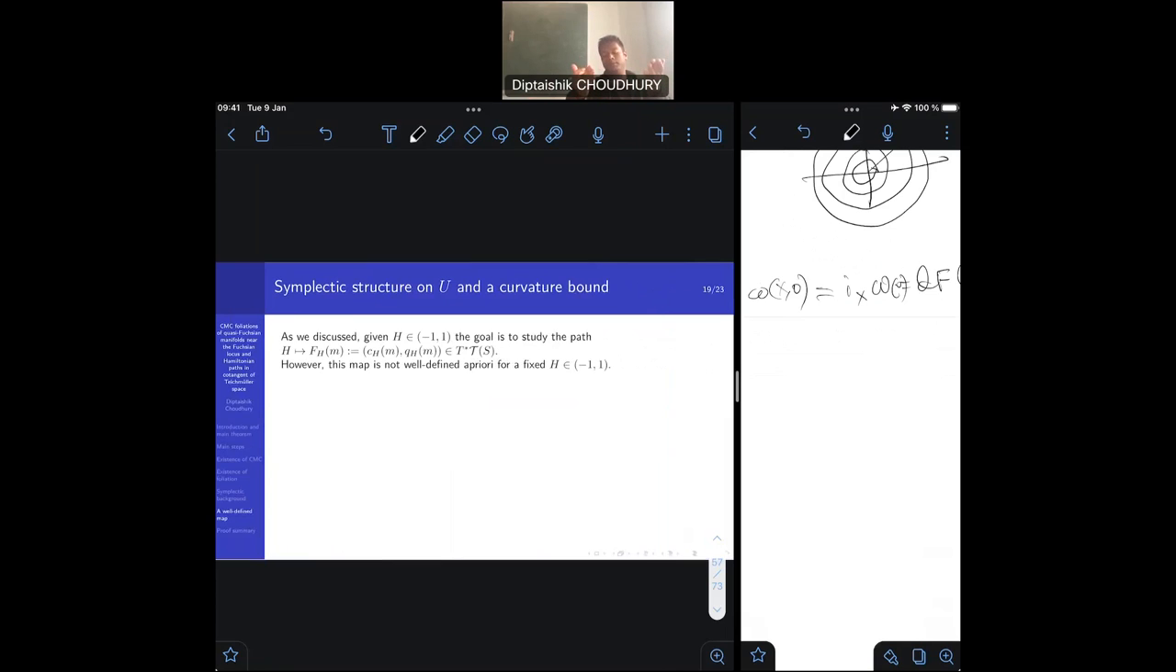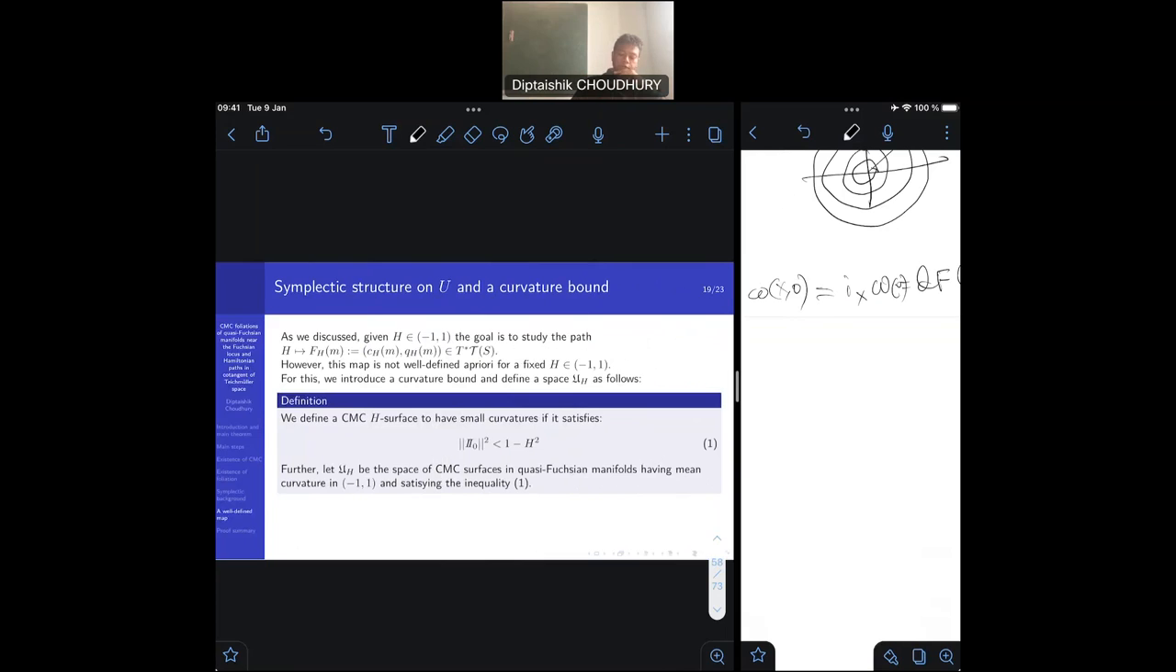for any hyperbolic ends. And if you want to say something like the space of CMC surfaces in a quasi-Fuchsian manifold is a manifold, then it would be something not so easy to say. So what you want to do here is break down the space U as some kind of bundle over (-1, 1) with these fibers being the sets U_H. What is this set U_H?